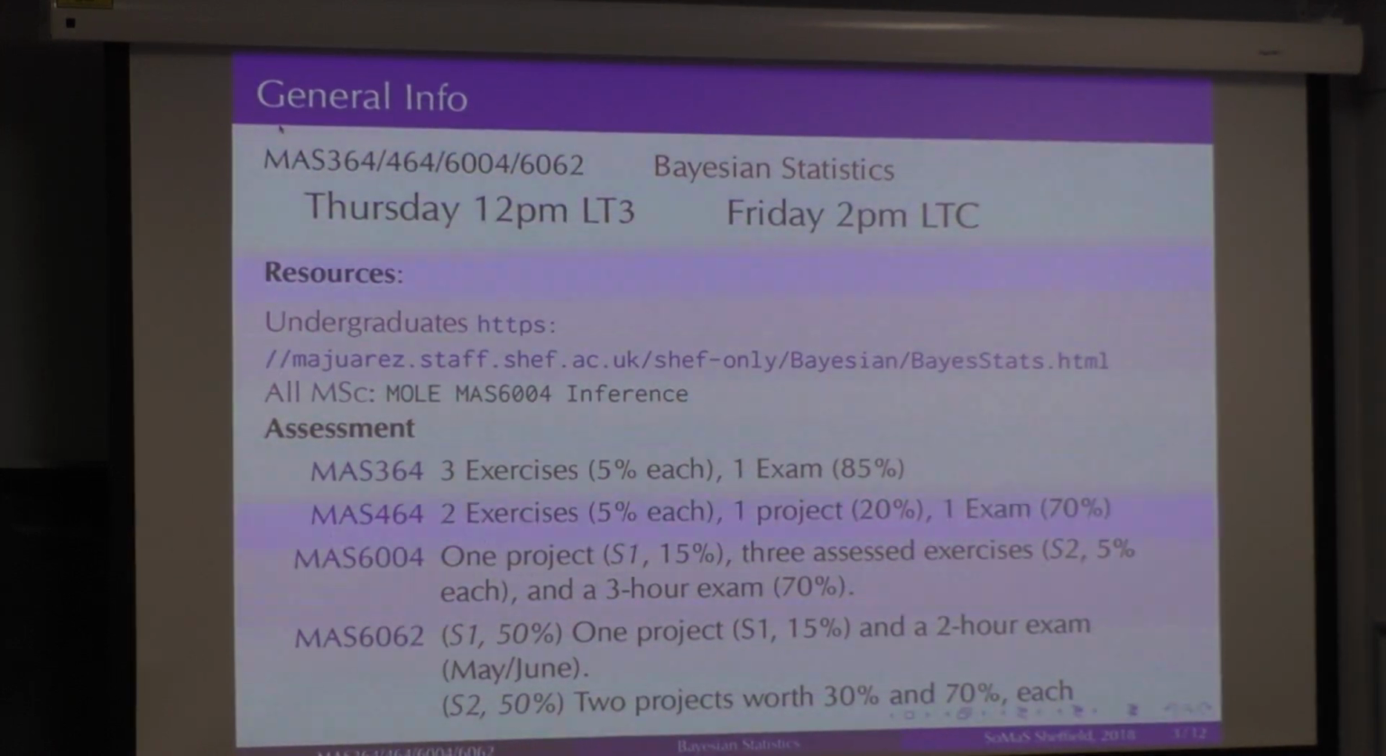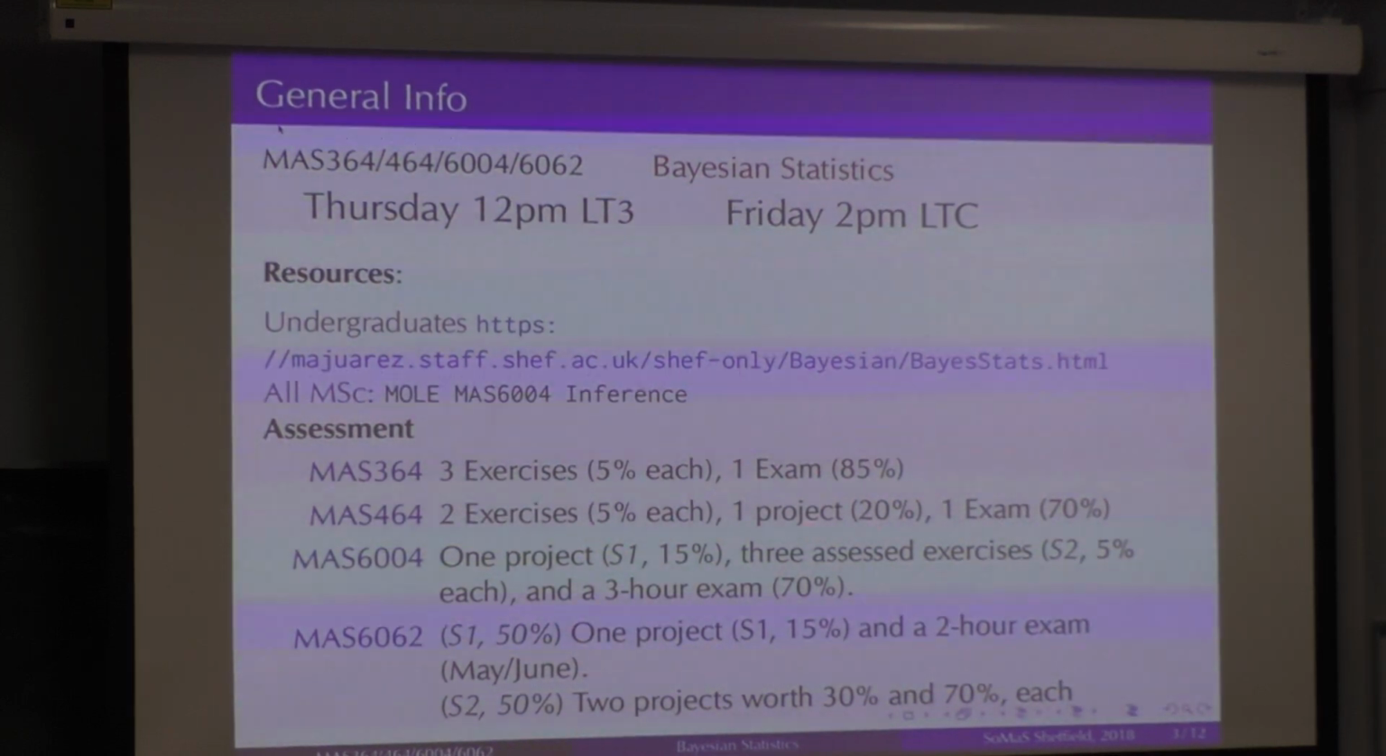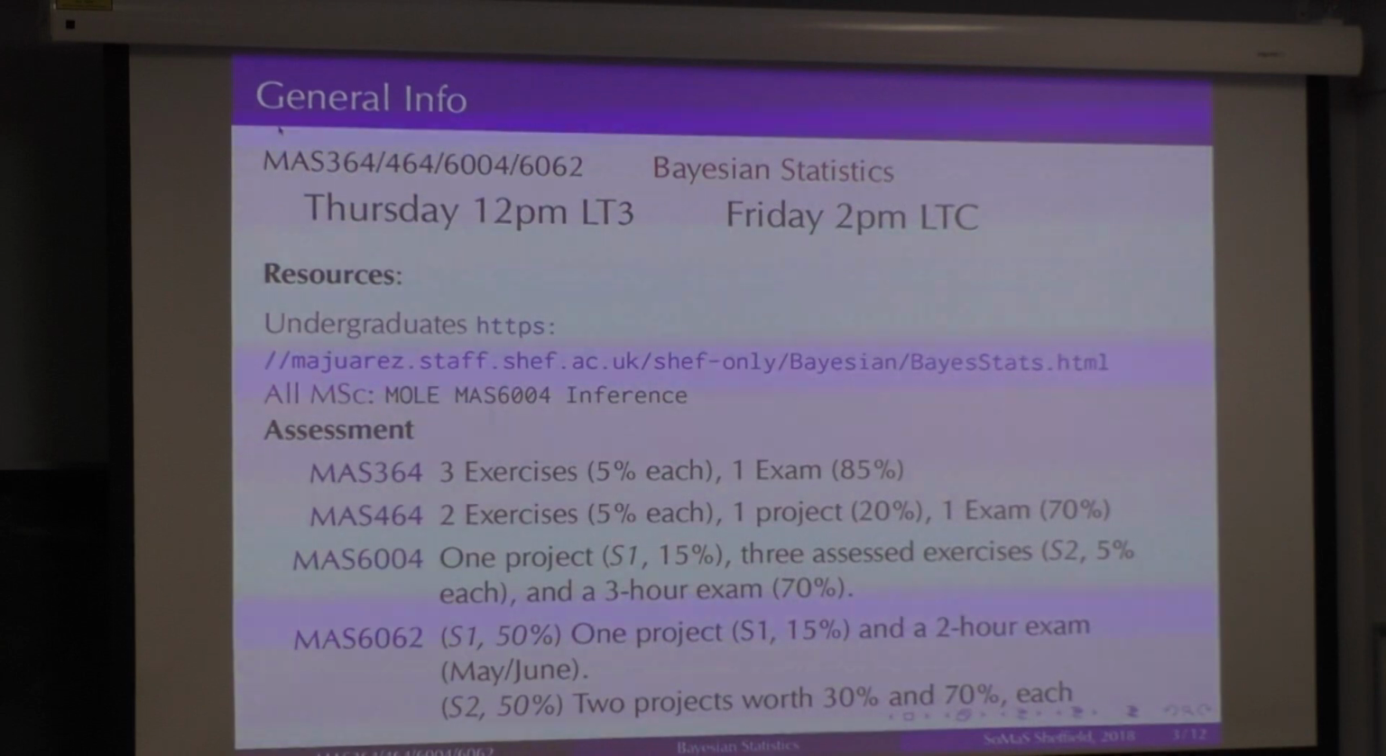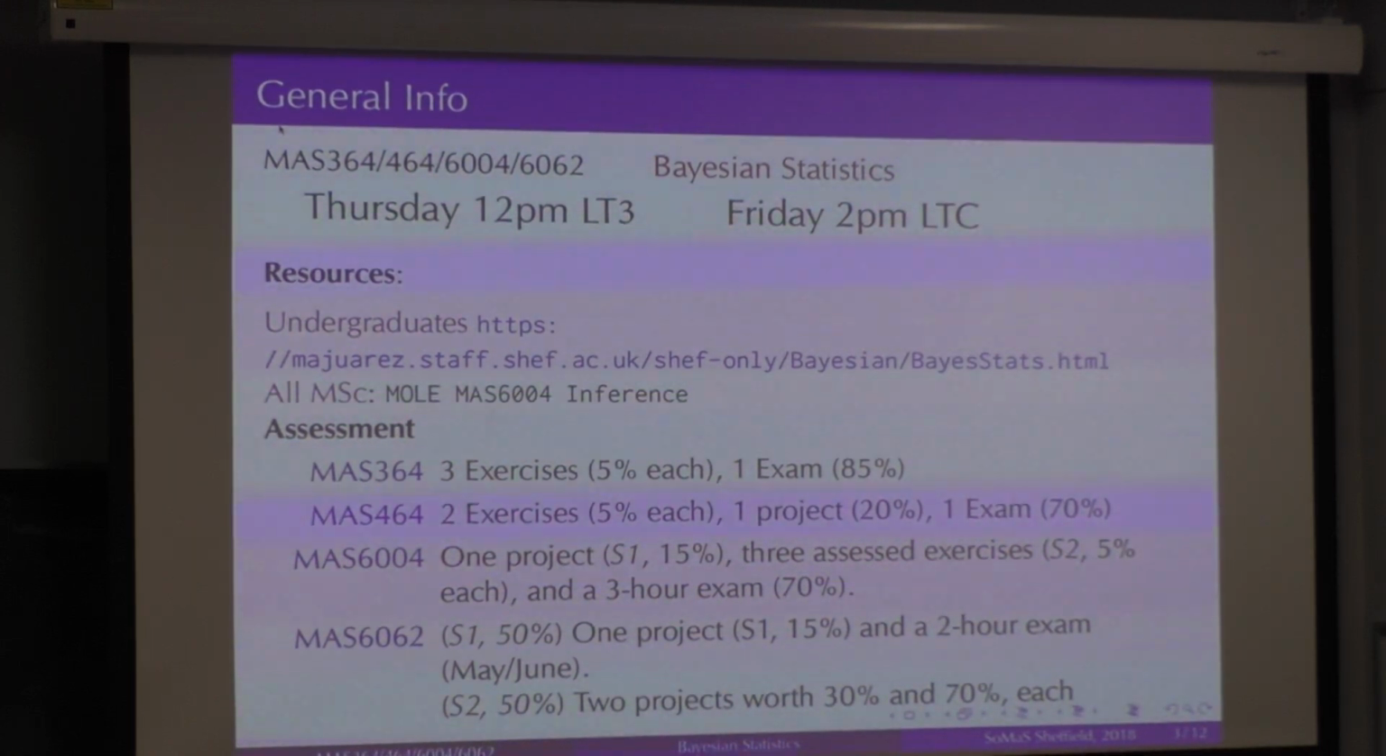464, 2 exercises, 5% each, and then you will have a project. So this will be a bit more complex than what the third years will do, and that's worth 20%. And then you will have an exam which is similar to the 364, that's worth 70%. Okay? Now, the complex part. Inference 6004.